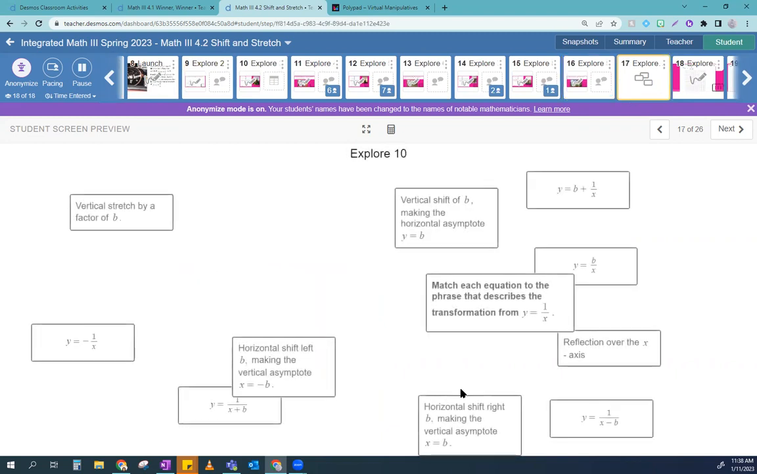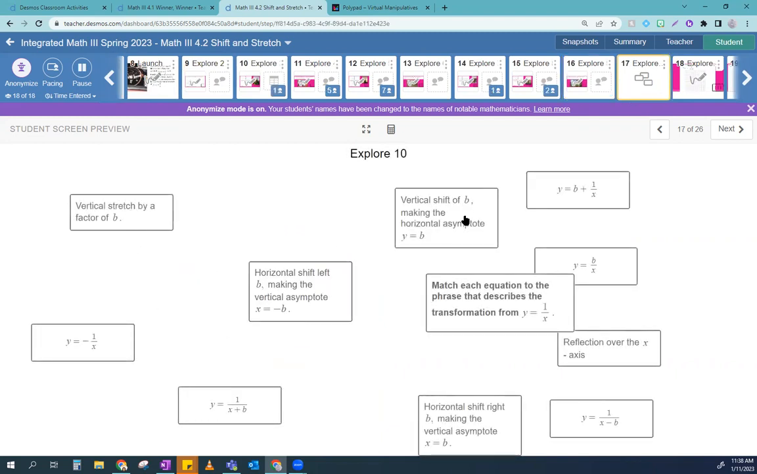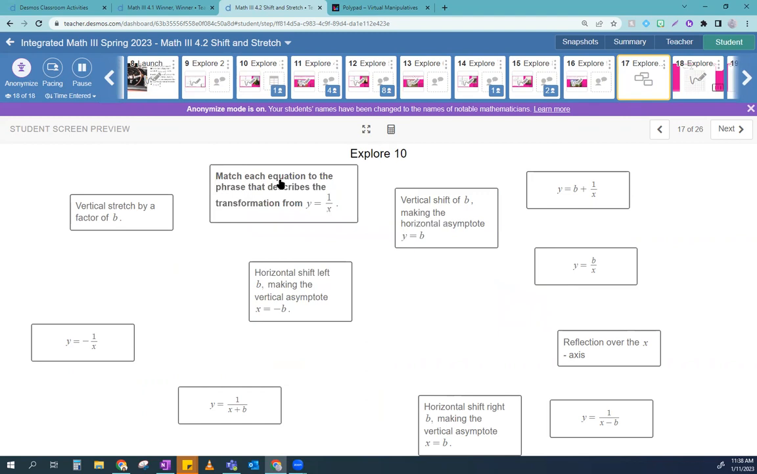Okay, this last slide right here. Here's your directions. Match each equation to the phrase that describes the transformation. So you're going to play with these. This is where we're going to pick up on Friday. Okay, we're going to pick this up on Friday. All right.